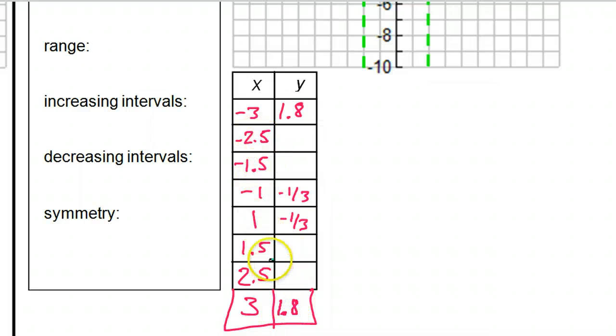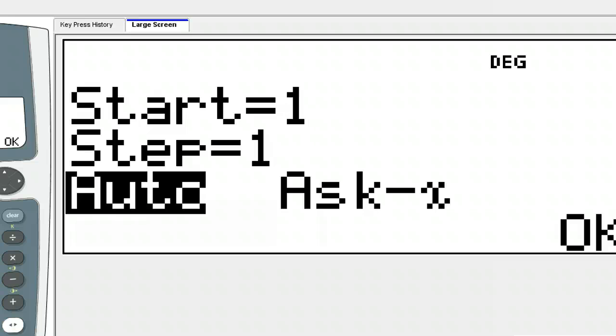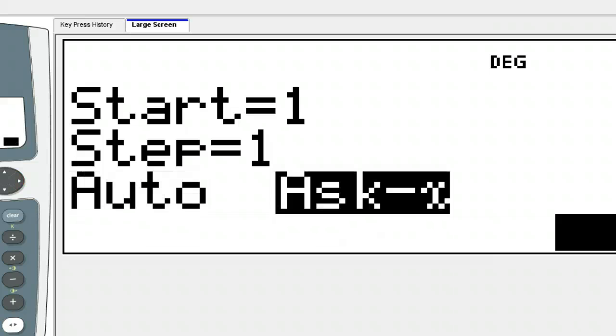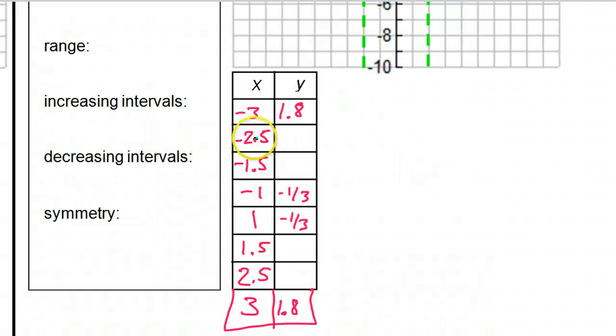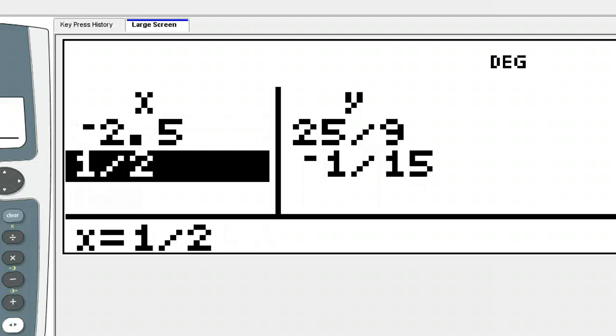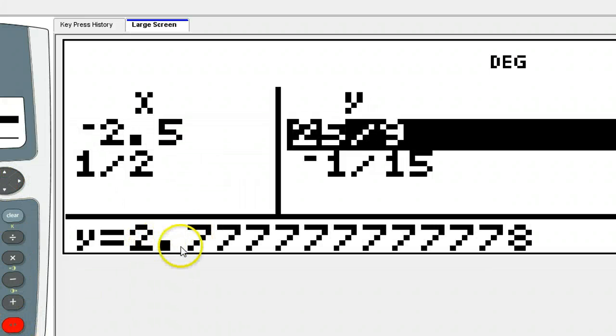Now, for the decimals and fractions, I'm going to hit the table button again, hit enter again, but this time instead of auto, I'm going to use ask x. Okay, so get over there and hit enter. So now it's going to ask me for the values I want. So I want to do negative 2.5, so I'll do negative 2.5 and hit enter. So I'm getting 25 over 9. Okay, I'm going to toggle that. That's positive 2.8.